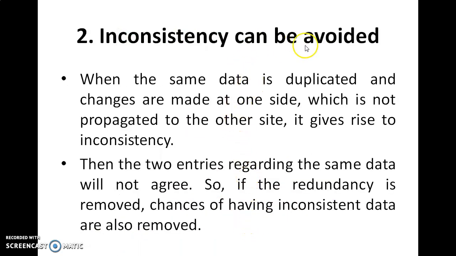Then inconsistency can be avoided. So when the same data is duplicated and changes are made at one side, which is not propagated to the other side, okay, one side you are going to change some data and it's not getting reflected in the other side, for that also the latest data is needed. So at that time it gives rise to inconsistency. Then the two entries regarding the same data will not agree. So if the redundancy is removed, chances of having inconsistent data is also removed.